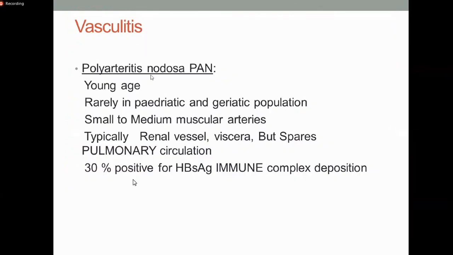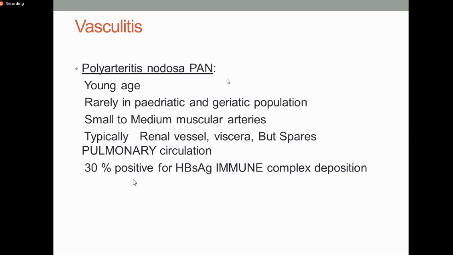The third type is polyarteritis nodosa. This involves young age, rarely seen in pediatric and geriatric population. The caliber of vessel affected are small to medium-sized muscular arteries. Mainly this affects renal vessels and the visceral supply of the vessels, and mostly spares the pulmonary circulation. 30% of these cases are positive for hepatitis B surface antigen.